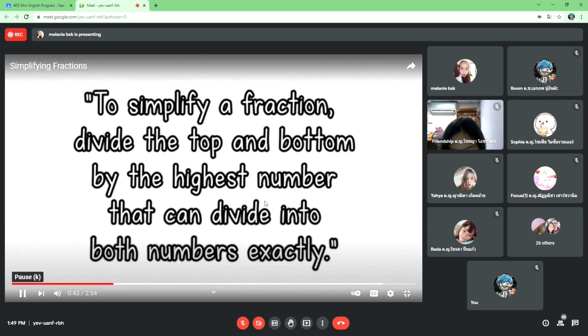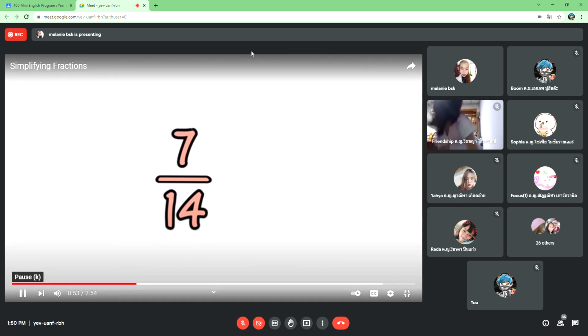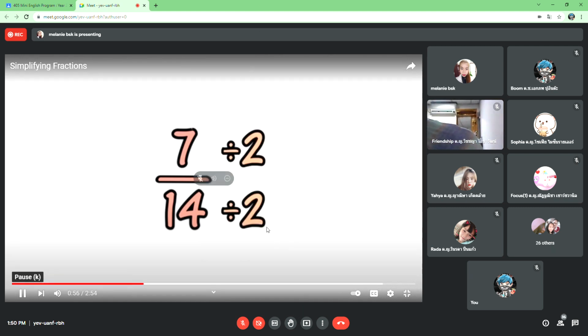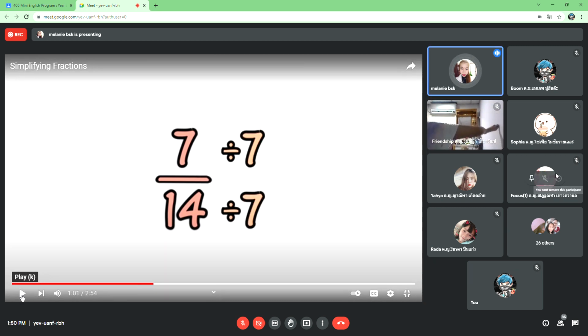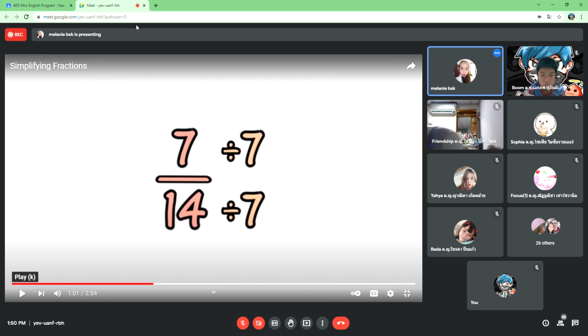Okay, now here we go. How do I simplify a fraction? There are two ways to simplify a fraction. Method 1: Try dividing both the top and bottom of the fraction until you can't go any further. Try dividing by 2, 3, 5, 7, etc. Example. There are many ways to simplify a fraction aside from getting the highest common factor. So what's the highest common factor of 7 and 14, children? Anybody? 7. 7.